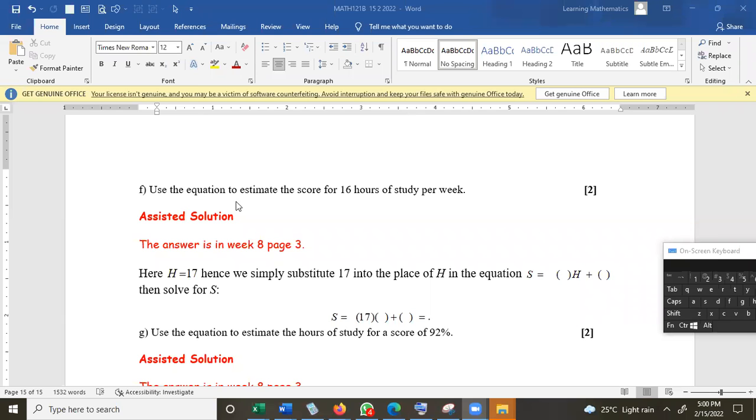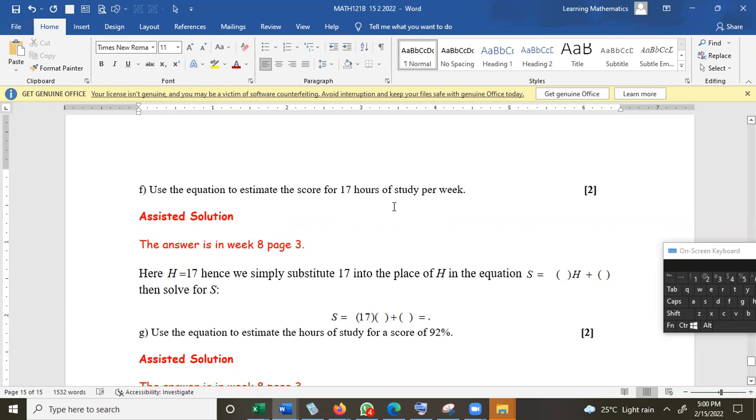This question says, use the equation to estimate the score for 16 hours of study per week. Now, there seems to be a typo here, so let's just change that 16 to 17. It was not updated. So change 16 to 17. Use the equation to estimate the score for 17 hours of study per week.